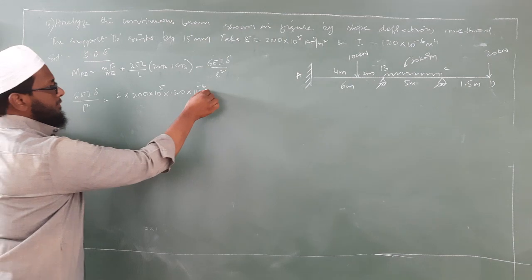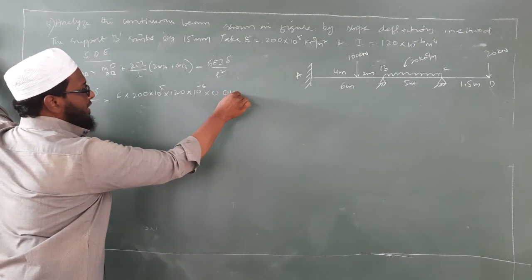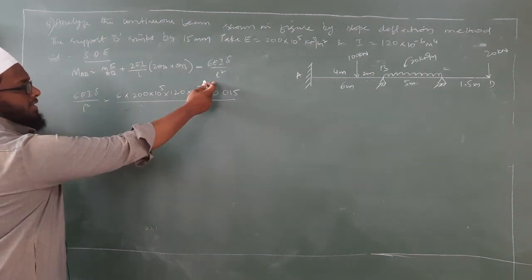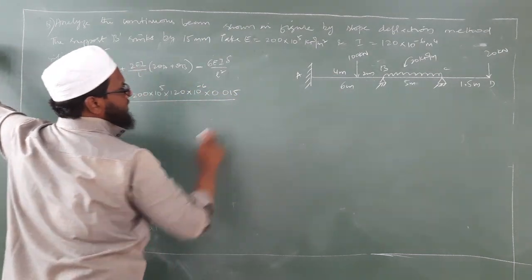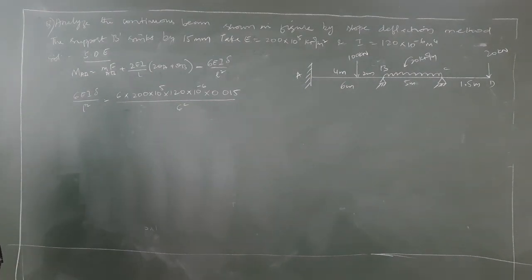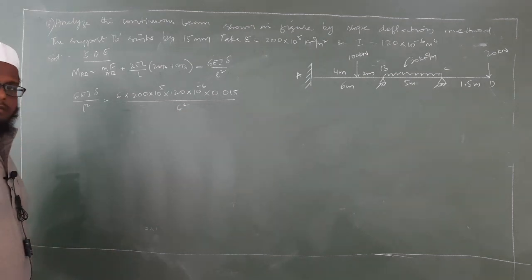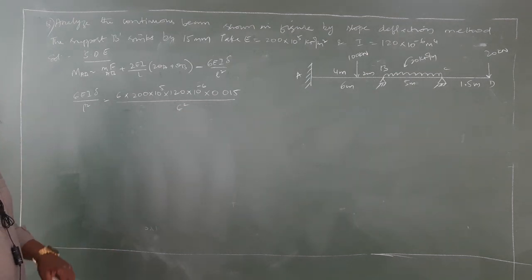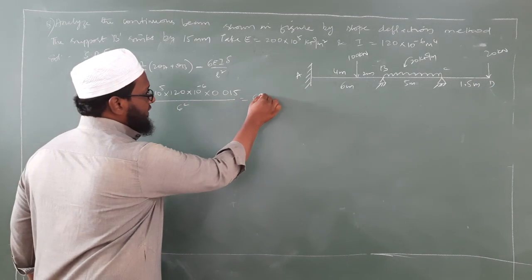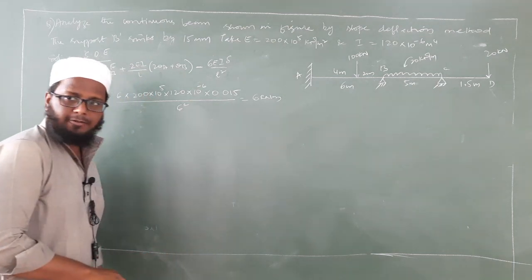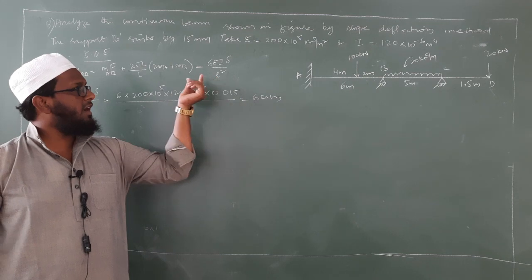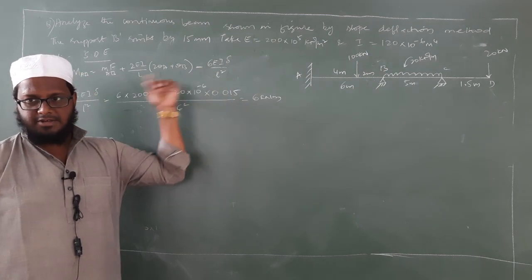EI delta, 0.015, isn't it? Divided by L square. L square is nothing but 6 square. Okay. So now you tell me what is the value for this one? Yes? Total value is 6 kilonewton meter. Okay, this is the value you are getting for this one. So I will substitute this 6EI delta by L square value here itself.